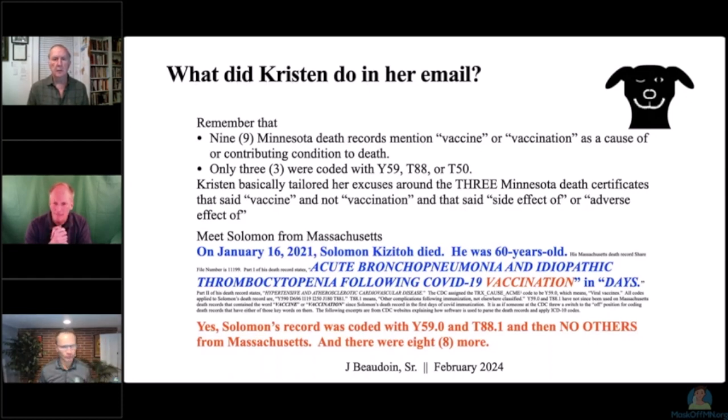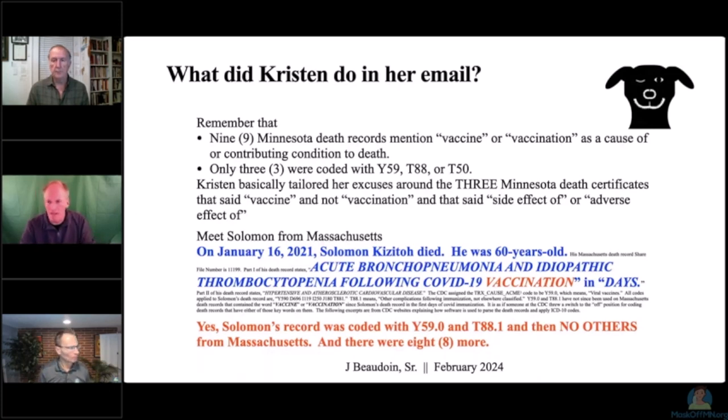Viral vaccines. Death from viral vaccines. And that's what the mRNA is considered, a viral vaccine? It can be. Or T88.1, other complications following immunization not elsewhere classified.